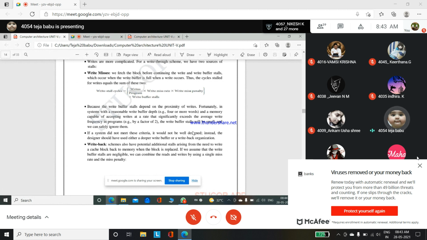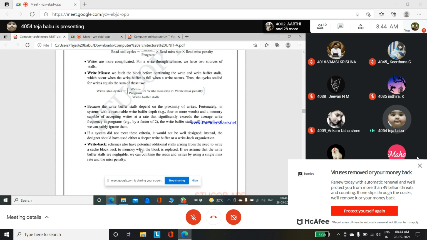So the system is not designed well, which means this criteria is not met. Instead, the designer should have used either a deeper write buffer or a write back organization. You may know what write back is. Write back is a storage method in which the data is written into the cache every time a change occurs, but is written into the corresponding location in main memory only at specified intervals or under certain conditions.